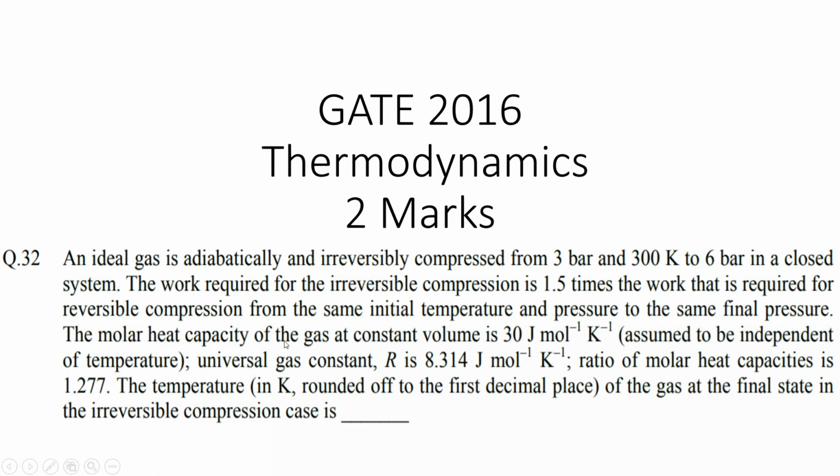The molar heat capacity of the gas at constant volume is given. The universal gas constant and the ratio of the molar heat capacity are also given. The temperature of the gas at the final state in the irreversible compression case is what we need to find. Let's start with the solution.